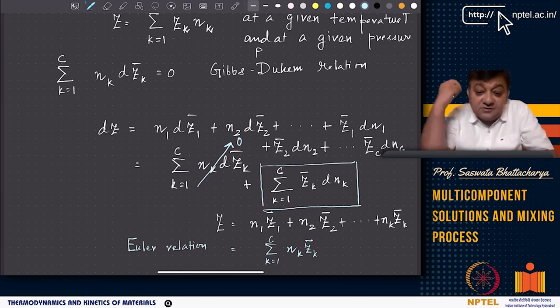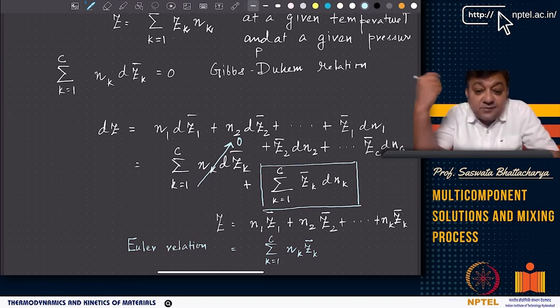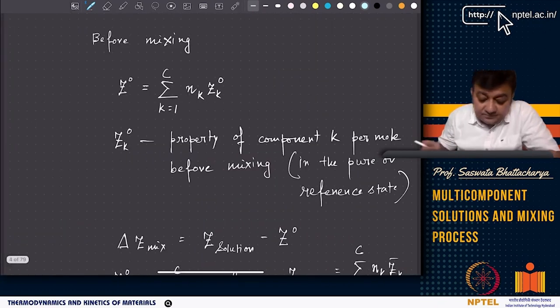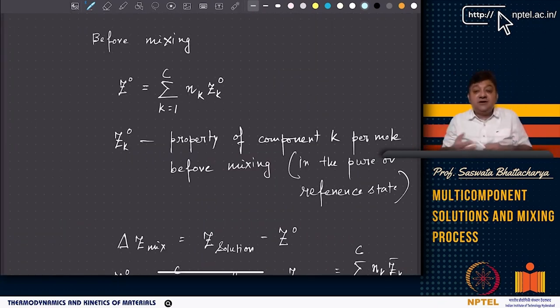For example, G equals H minus TS plus summation of mu i Ni. Now, if you think of constant pressure and temperature, then G you can basically write as summation of mu i Ni, where mu i is the partial molar free energy of component i, or chemical potential of component i. As I told you previously, the chemical potential of a component is nothing but the partial molar free energy of that component in a solution, right? Now, what types of solutions are possible? Solid in liquid, solid in solid, liquid in solid, mixture of gases. So any type of solution is possible.